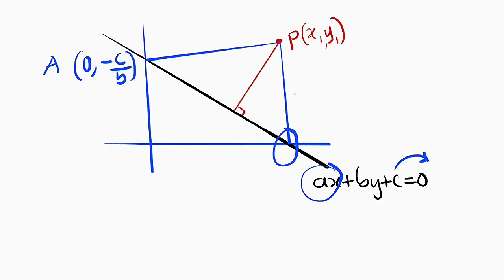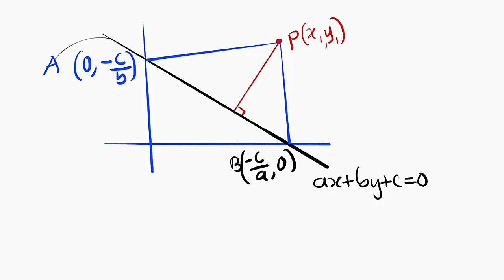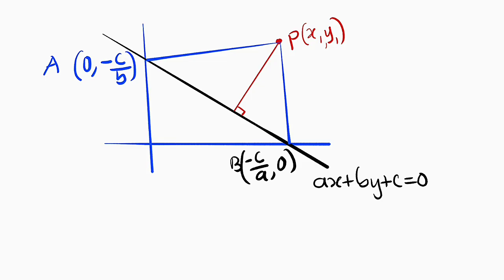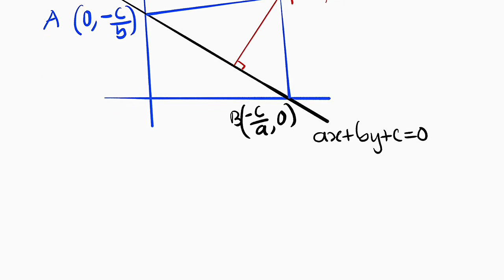Then the x-intercept is a point where y is 0. So let's set y equal to 0 and see what will be the value of x. If y is 0, the whole of this will be 0. And if you solve for x, you're going to get negative c divided by a. So at this point, let me call it B. x is negative c divided by a, while y will be 0 at that point. So you can see we have 3 points, right? So we can find the area of this triangle. We have different formulas. So let me start with the first one.